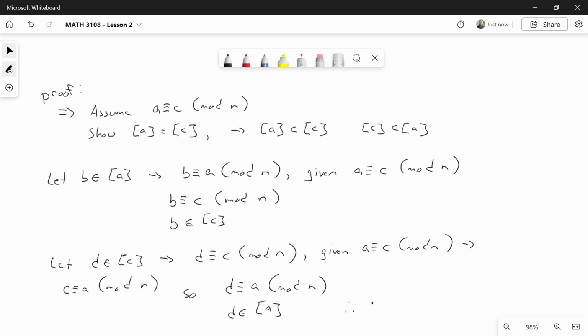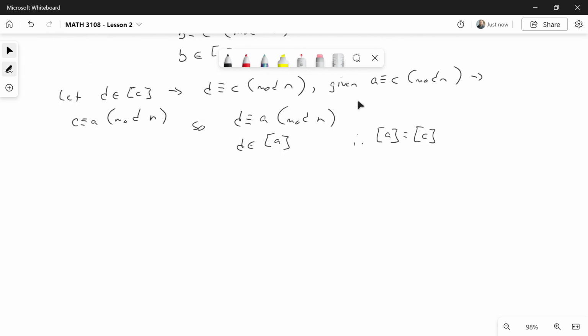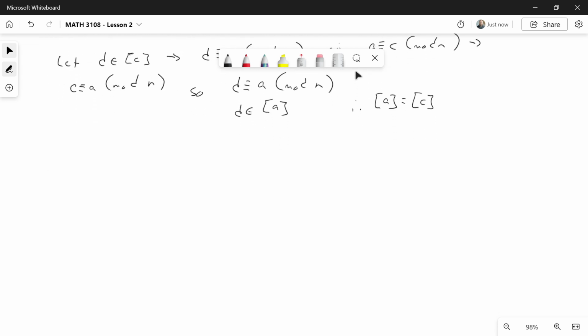So therefore, with this being true, that everything inside of A is inside of C, and everything inside of C is inside of A, that means these two sets are equal, or in this case, congruence classes mod n. All right, so we've proved one direction. We still need to prove the other direction. Now, luckily enough for us, the other direction is super easy to do.